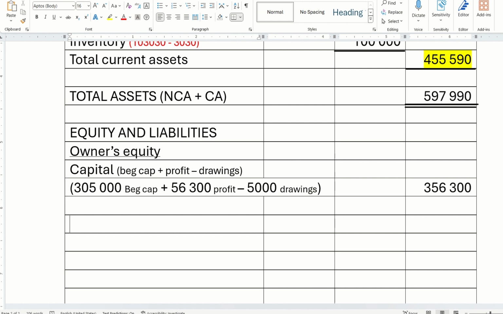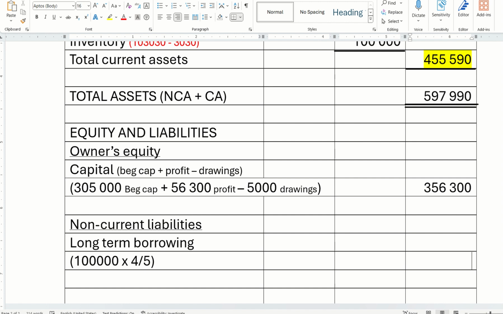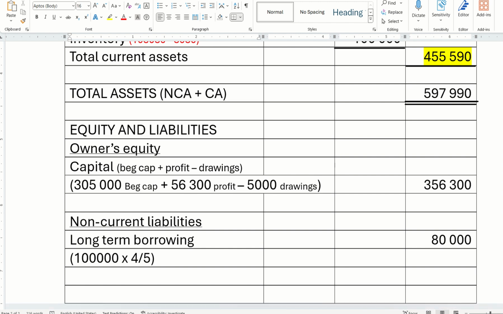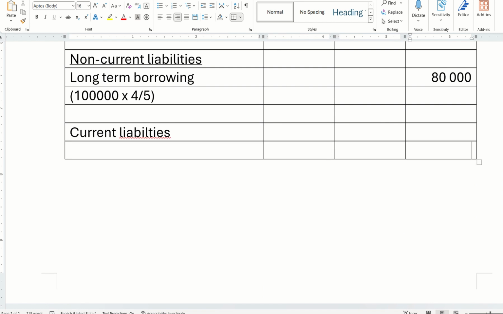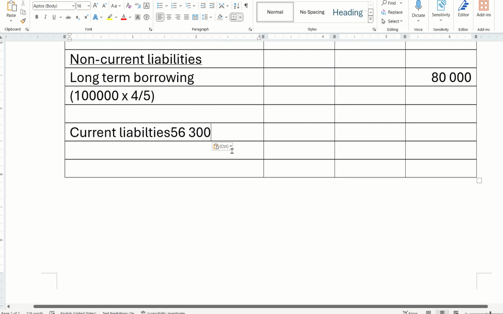Now, after I'm done with my equity, I go on to my non-current liabilities. There is always only one non-current liability, and that is long-term borrowing. And can you remember, for the long-term borrowing, it's actually 100,000 times the 4/5. So because there's only one number, I can put the final answer inside the final column. Next, what is the next item? It is your current liabilities. Now, there are a few current liabilities. So go ahead and fill in the current liabilities.